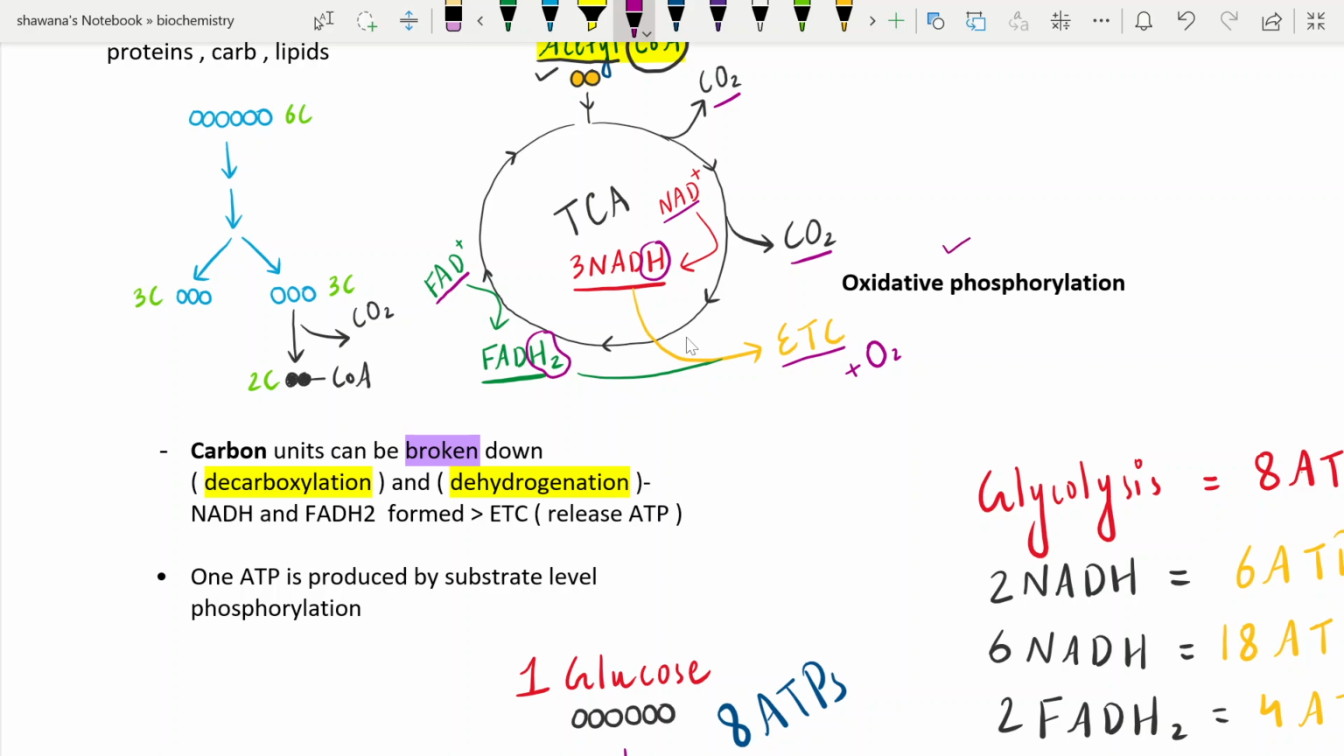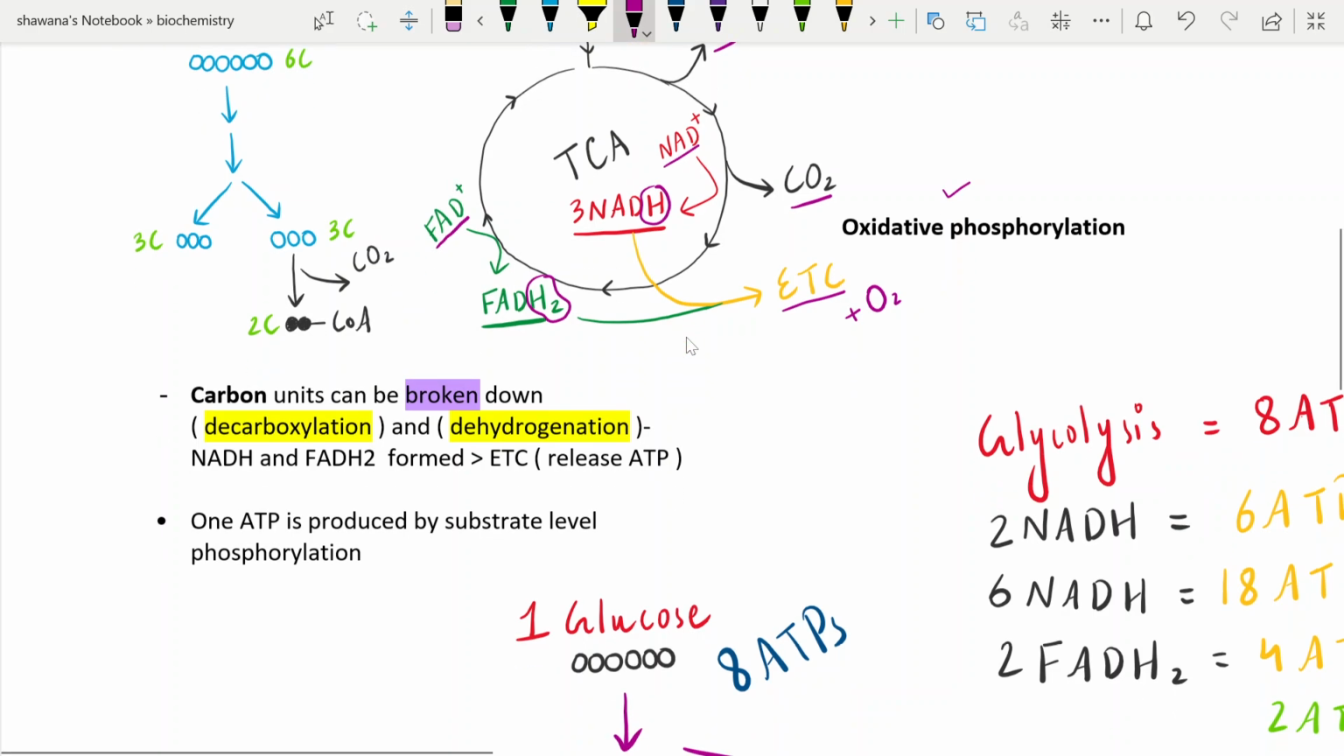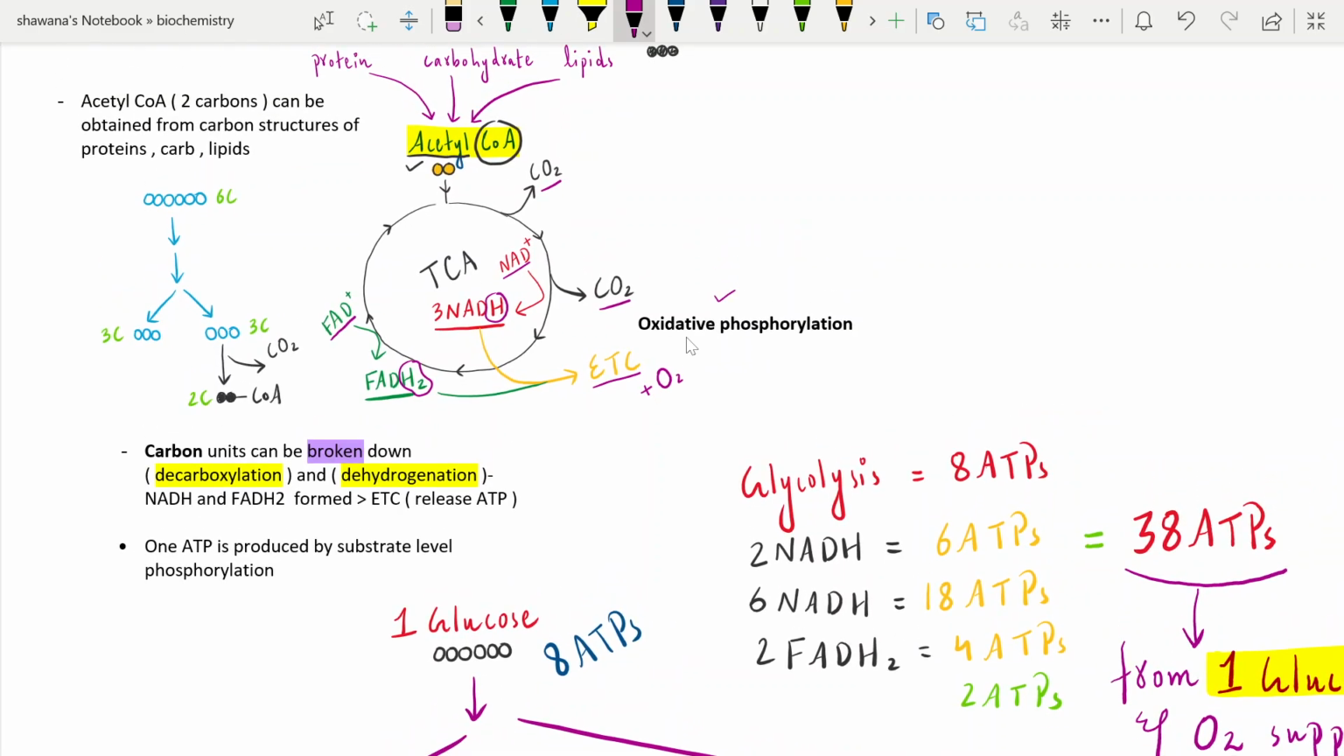This is known as oxidative phosphorylation because it involves oxidation reactions and phosphorylation of the components. Also, one thing worth mentioning here is that in addition to oxidative phosphorylation, there is also one ATP that is produced by substrate level phosphorylation in the Krebs cycle, in which ADP is converted into ATP. There is no involvement of oxygen here, and no involvement of the electron transport chain. So that's why it is called substrate level phosphorylation.